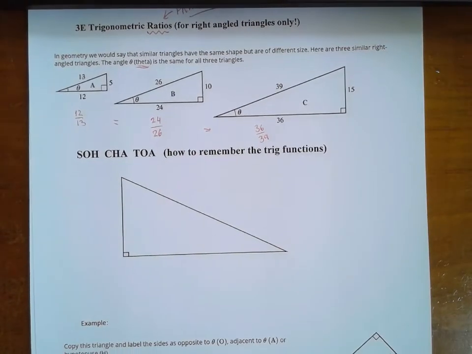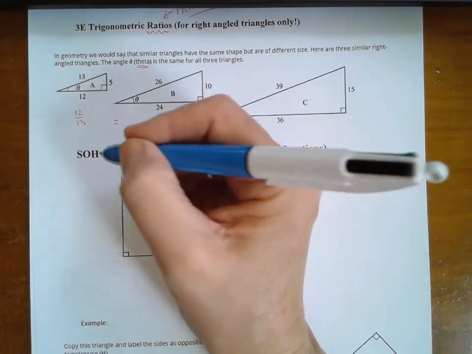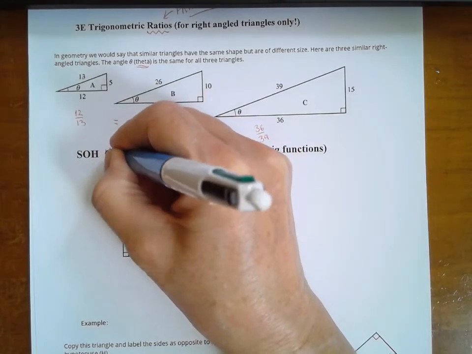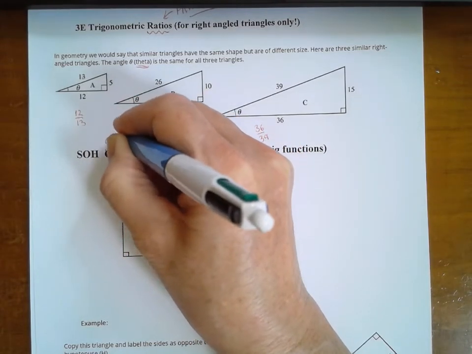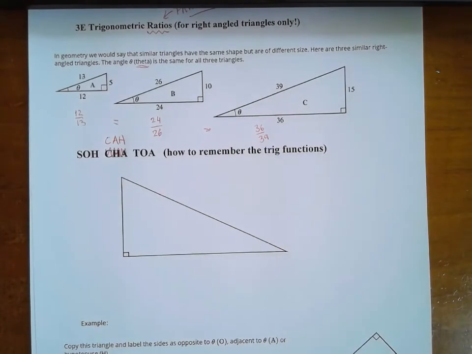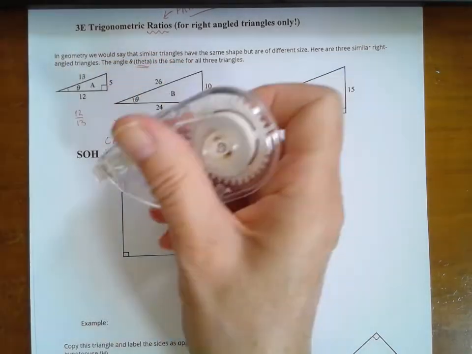So there's this mnemonic device. This is wrong. It's C-A-H. I can't believe I wrote that wrong, but you'll fix it for me. In fact, I want you to get rid of it. It's evil.